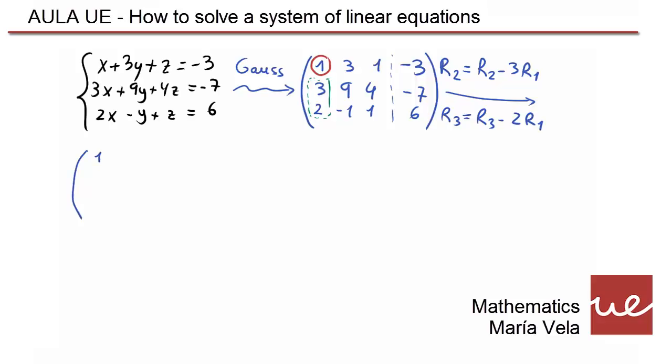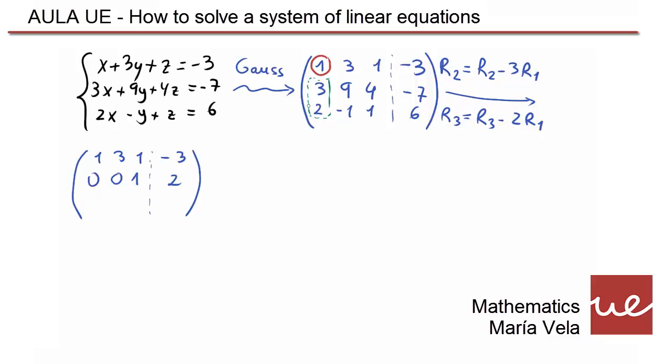If we do these operations, we just, of course, copy the first row as it is, 1, 3, 1, minus 3, and then operate the second row. It's going to be 3 minus 3 is 0, 9 minus 9 is just 0, and then 4 minus 3 is just 1. In the last position, we have minus 7 minus 3 times minus 3, which is 9, so positive 2. Pay attention to the minus sign.